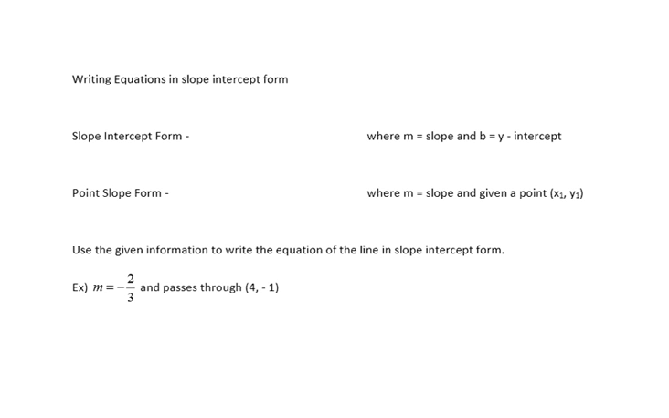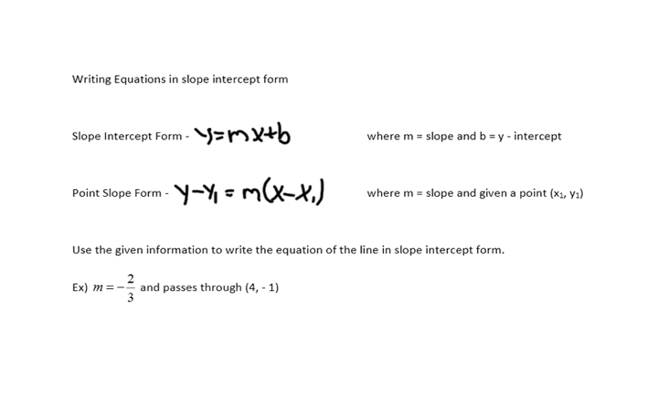In this video, we're going to talk about writing equations in slope-intercept form. Now, again, slope-intercept form is y equal to mx plus b, where m is a slope and b is a y-intercept. Now, point-slope form is another way to write an equation, and that's y minus y1 is equal to m times the quantity x minus x1, where m is a slope, and I'm given a point x1 comma y1, hence the name point slope form.